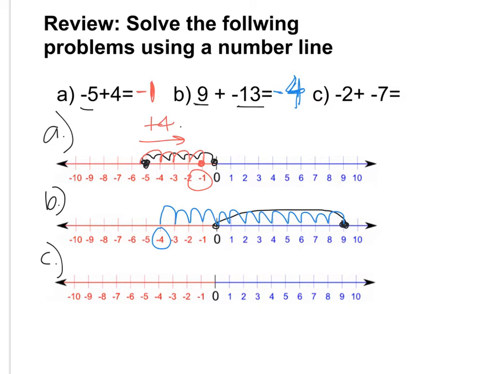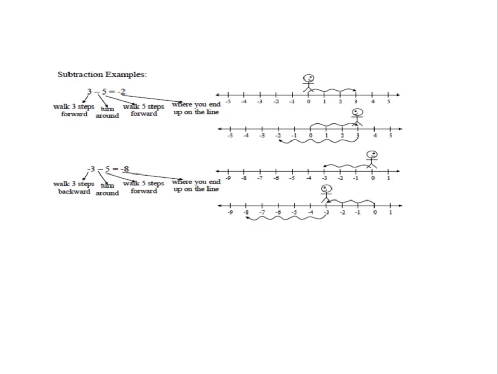I want you to go ahead and work out problem C independently in your journal. Alright, so now we're going to look at some subtraction examples. So let's look at this first one right here. I'm going to label this one A. It says 3 minus 5 gives us -2.